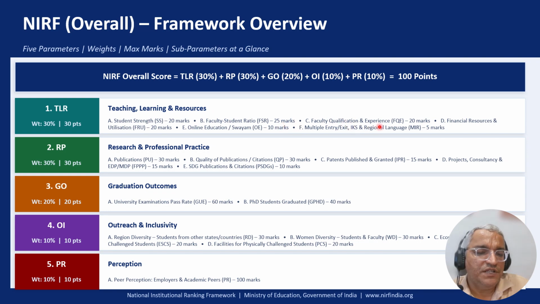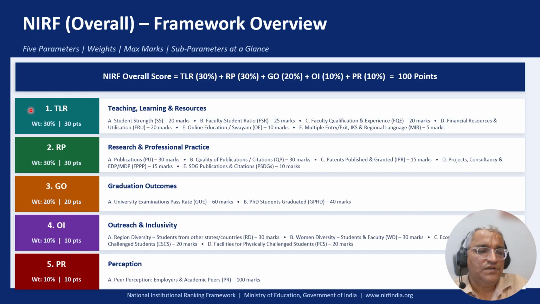Faculty qualification and experience, where we talk about the percentage of faculty with a PhD degree and the experience of each faculty, carries a weightage of 20 marks. The subparameter D is financial resources and utilization, which takes into account the numbers for capital expenditure, capex, and opex. Parameter E is online education, SWAYAM, which has a 10 marks weightage, and whether the institute has multiple entry, exit, IKS, regional language as per the new NEP. If it does, it has 5 marks weightage.